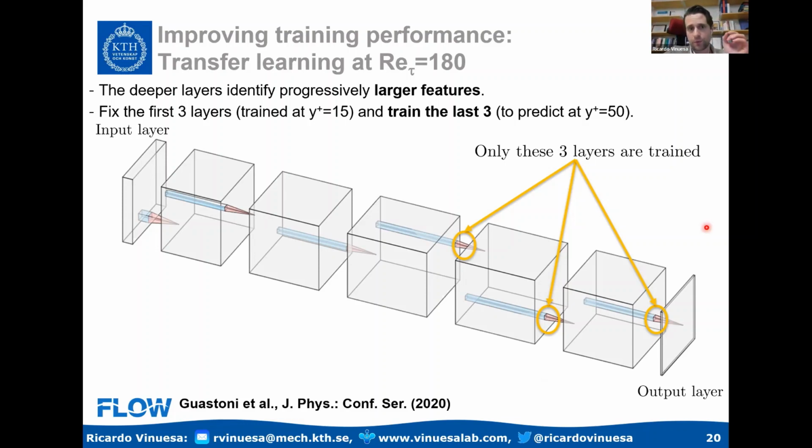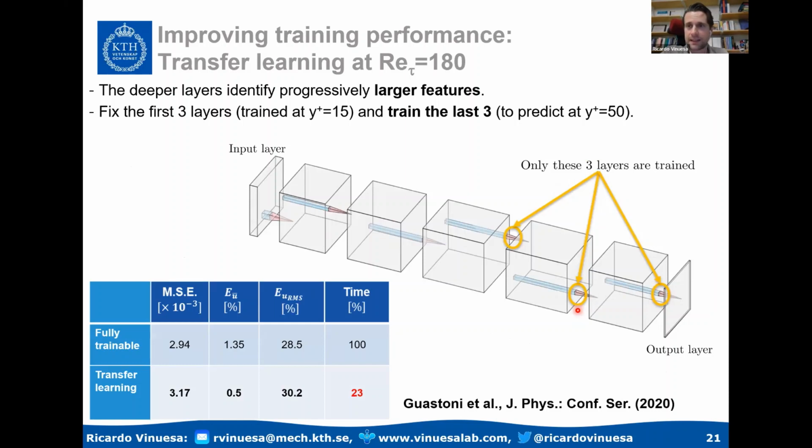What we do is freeze the first 3 layers and retrain the 3 last layers, with the assumption that the first 3 layers are looking at smaller and more abstract features, which are similar close and far away from the wall, and the larger scales, which are identified by the last layers, are going to be more different close and far away from the wall. Doing this, the network with transfer learning has the same performance as the original one, but the training time is reduced to 23% of the original. So we can significantly reduce the training time in this new architecture.